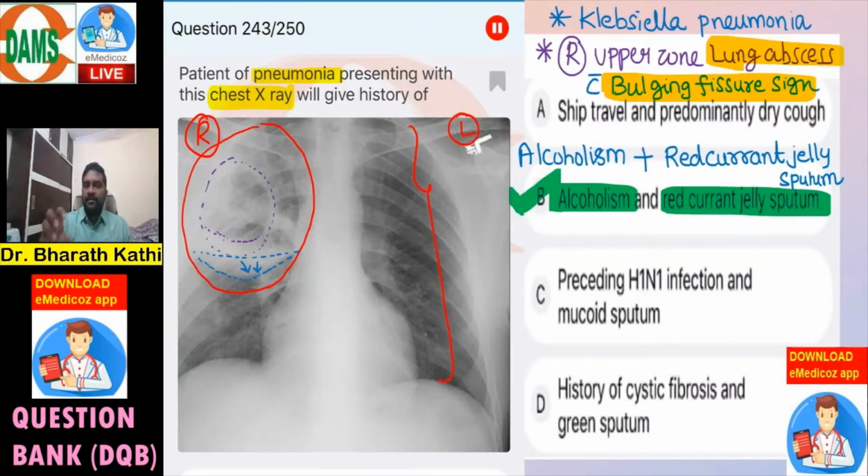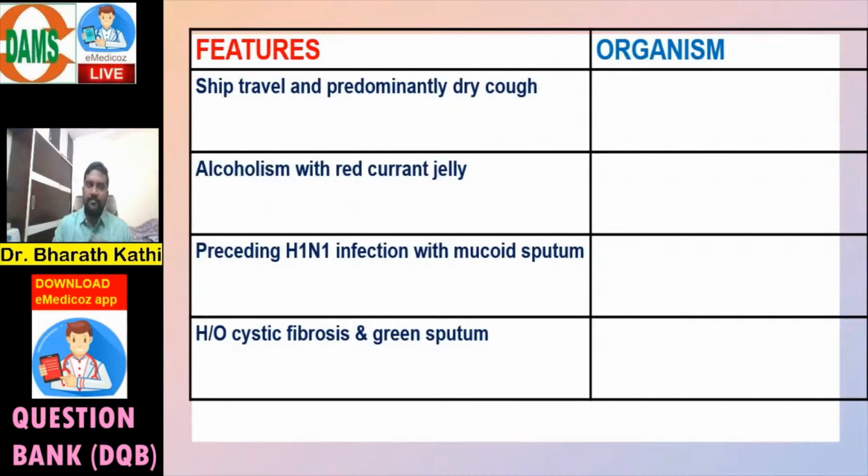Now, why it is not option A, option C, or option D, you should also know. This is an extra edge, so that if at all they give you a different scenario, you should be able to make out the other options also. Now let us see with the help of a table.